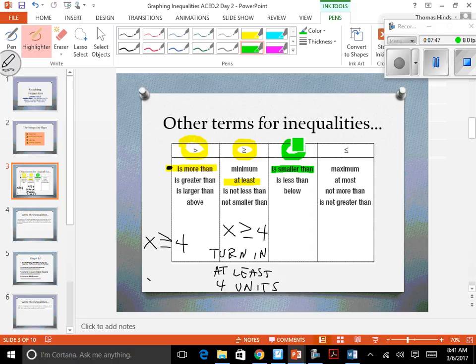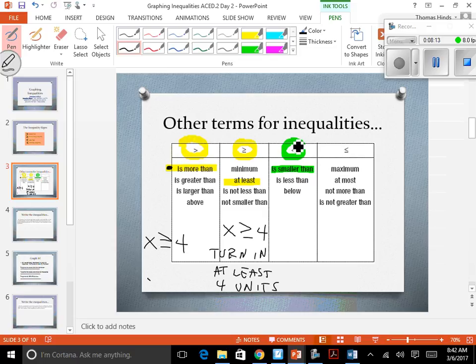Last one. This guy's super important. Maximum, at most, not more than, is not greater than. At most is what they like. You were given $20 to spend. So at most, you can spend 20 bucks. Now you can do 19, 17, and save a little bit for later. But at most, you can spend 20 bucks. So I'll do this at most thing with units turned in a school month.